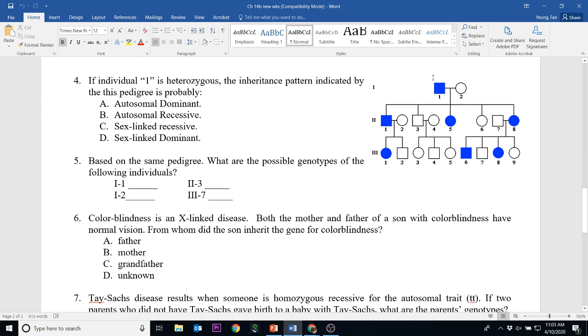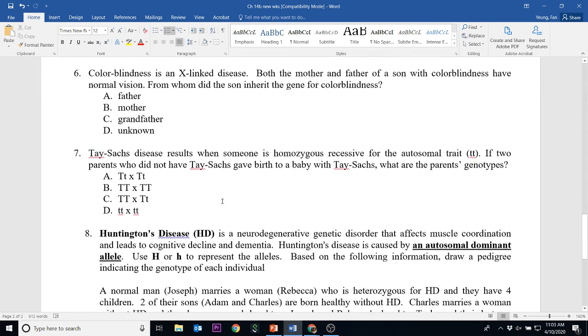Okay. Now, remember I showed you an example. If one of the parents has it, most of the kids have it. So this has to be what? Autosomal dominant. Right? So just remember that. So this is not going to be recessive because you're already seeing it. Okay. And if this is autosomal dominant, then based on this, you'll be able to figure out the genotype for each of these individuals. And I think you'll be okay with the rest.